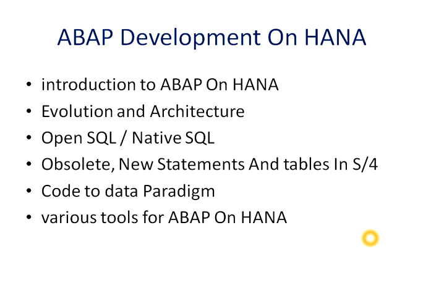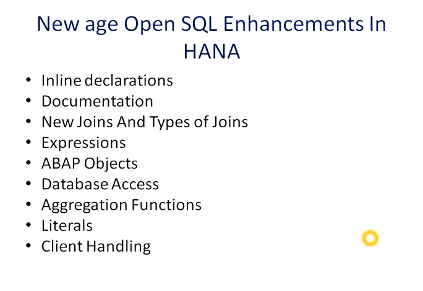And now next, what is code to data paradigm. So some obsolete syntaxes and new statements and tables in S4 HANA and various tools for SAP ABAP on HANA in the part of ABAP development on HANA. So now next, new age of OpenSQL enhancement in HANA, like inline declarations, documentation, new joins and types of joins and expressions, and ABAP objects, database access, and aggregation functions, literals, client handling, all those things.